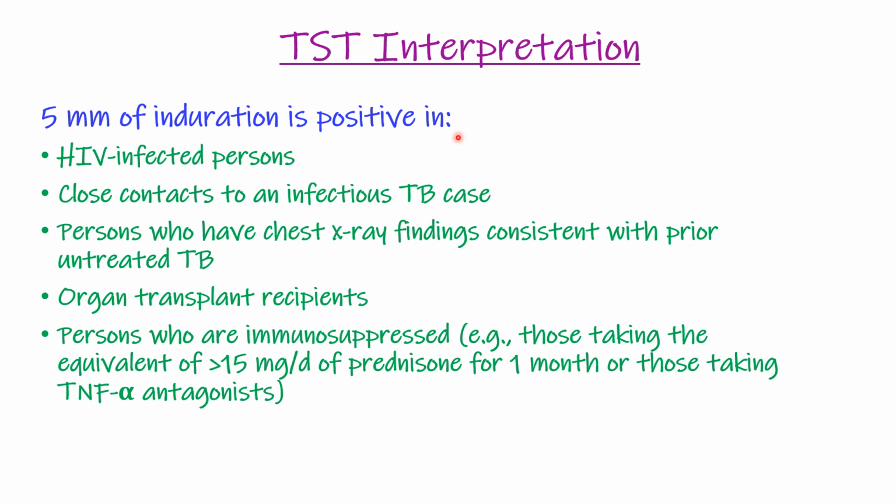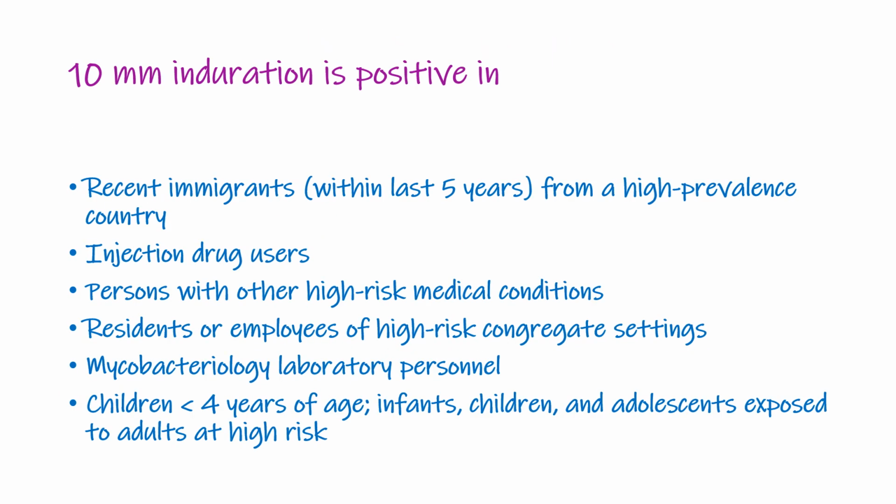The reason for 5 mm is that this lower threshold is significant in order for us to identify these individuals who are at a higher risk of getting TB infection or TB disease. The increased sensitivity at this cutoff helps us to identify those who are at increased risk.